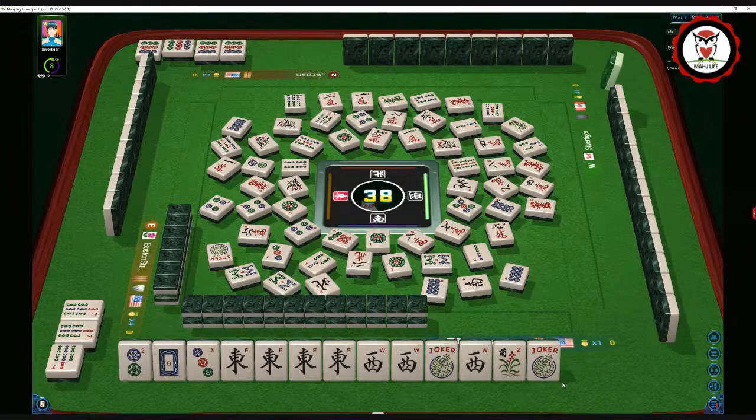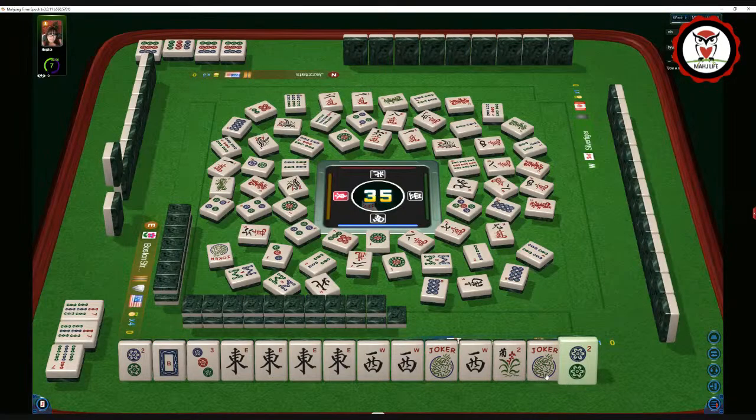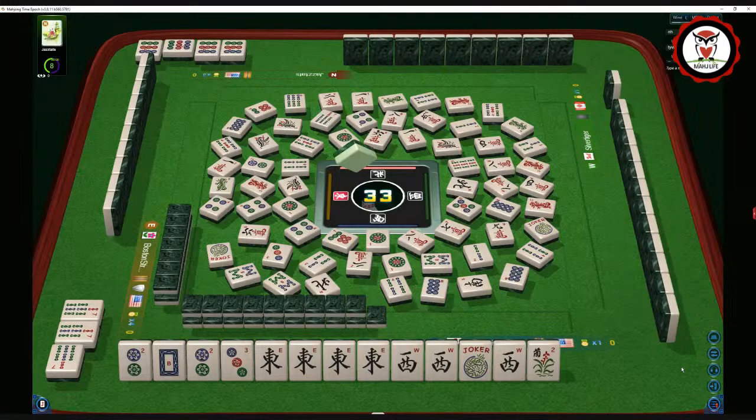Joker. 4 bamboos. We don't need the joker. But at least it's a tile that won't help anyone else advance their hand. 6 dots. Green dragon. Okay, we need a keeper. We got the 2. Joker. All right, ready to win on a flower. 4 bamboos. No flowers have been discarded yet.